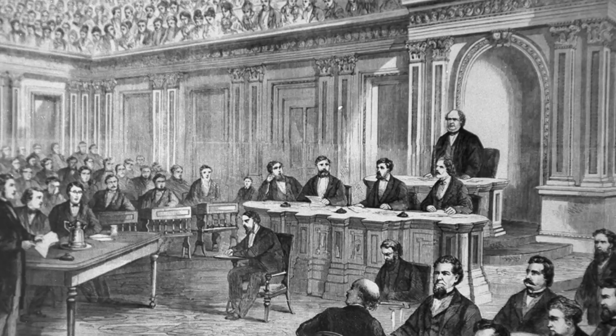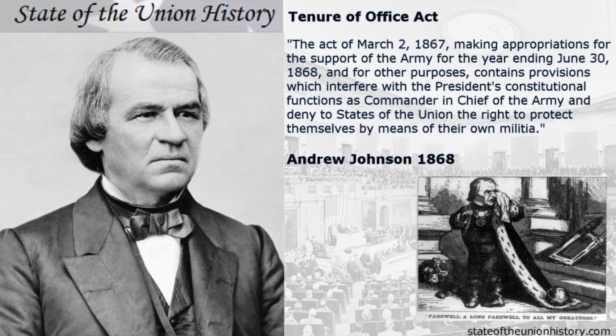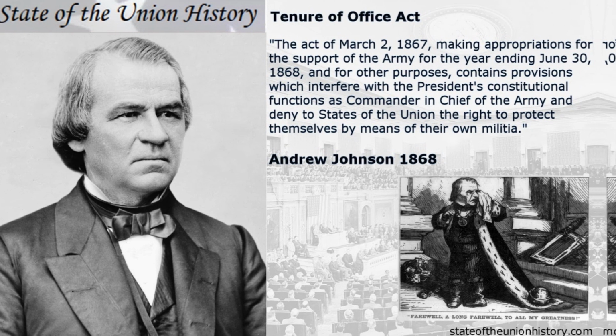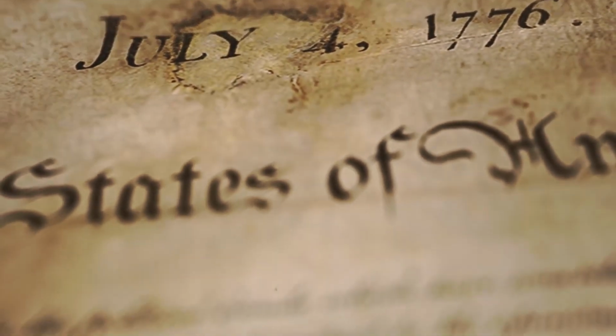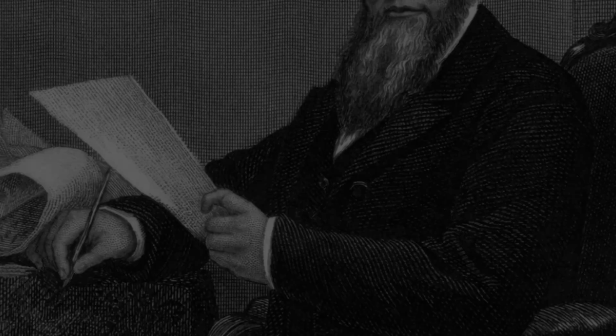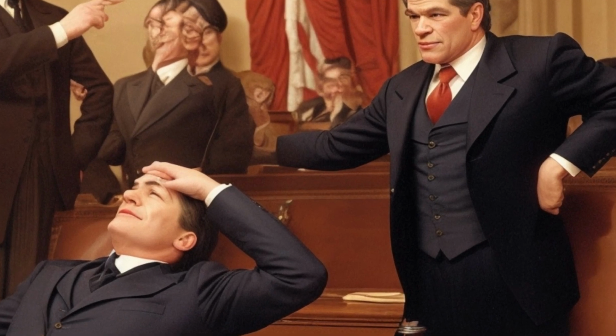In 1867, Congress took another step to limit Johnson's powers by passing the Tenure of Office Act. This law prohibited the president from dismissing certain office holders without the Senate's approval. Johnson, believing the act to be unconstitutional, defiantly dismissed Secretary of War Edwin M. Stanton, a Lincoln appointee and ally of the radical Republicans.